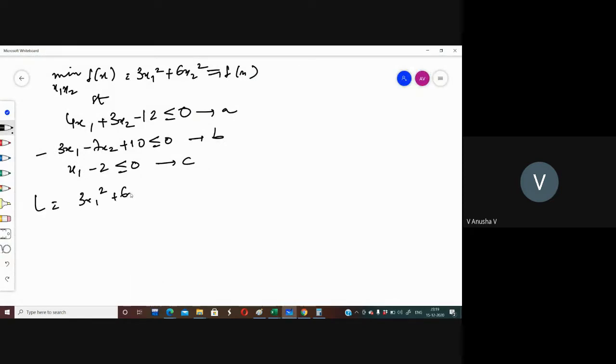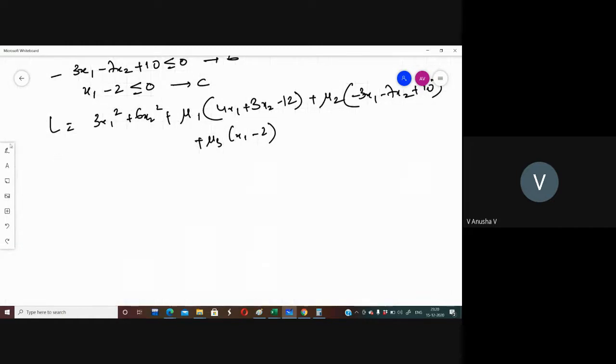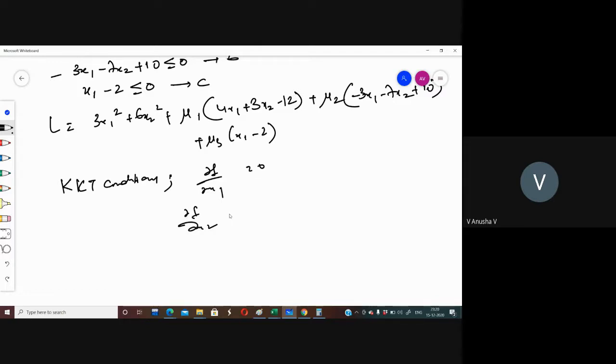3x1 square plus 6x2 square plus mu1 into this particular constraint, so here you will be getting 4x1 plus 3x2 minus 12, plus mu2 into minus 3x1 minus 7x2 plus 10, plus mu3 into x1 minus 2. Okay. Now they are asking us to find what will be the KKT conditions, right? So first we need to find dou f by dou x1 and dou f by dou x2 equal to 0. This one we need to do.